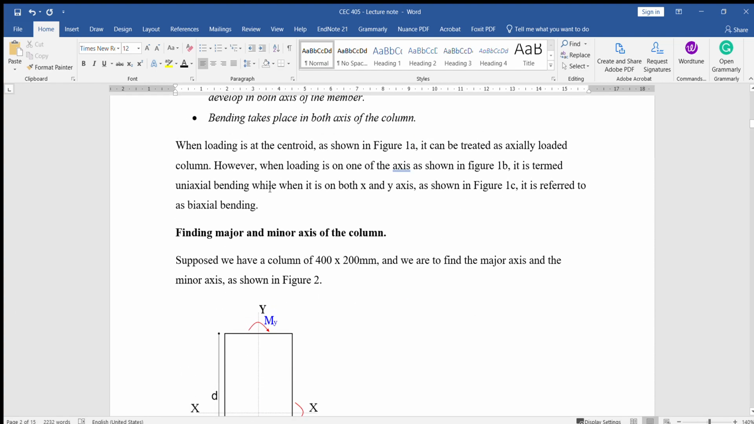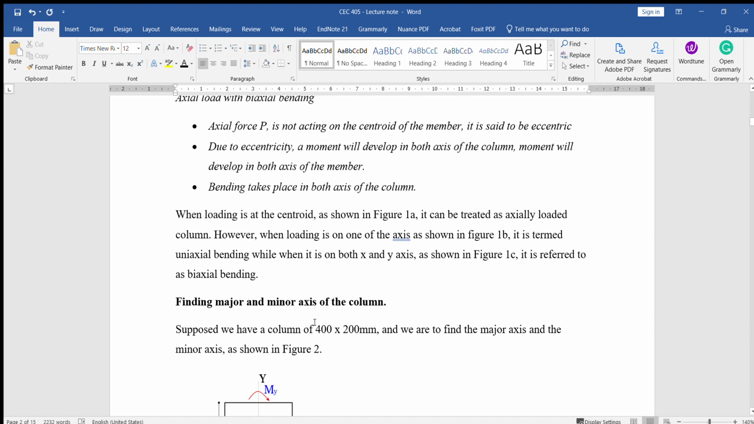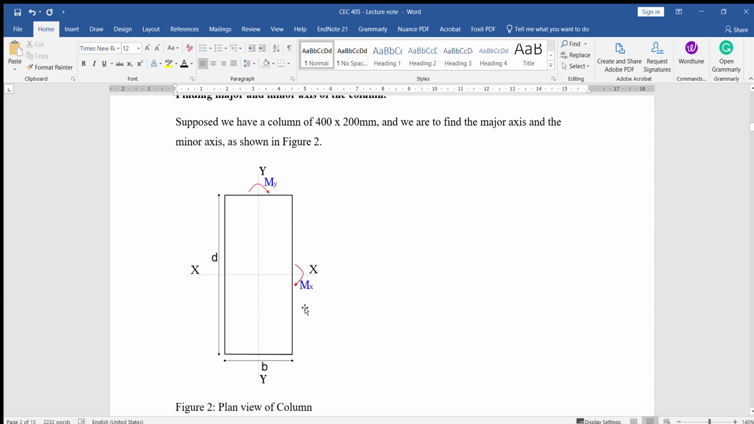So now, having understood this, let us look at how we find the major and the minor axis of a column. For instance, we were given this column, let's say it is 400 by 200 mm, and we are to find the major axis and the minor axis. As you can see here, how do we find the major axis? How do we say this is the major axis? How do we say this is the minor axis?